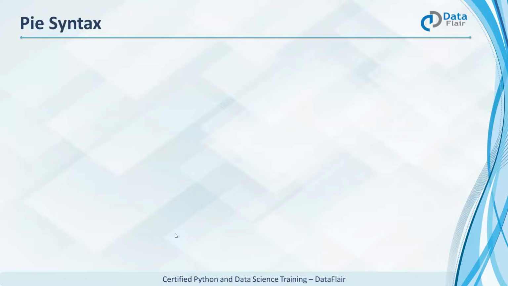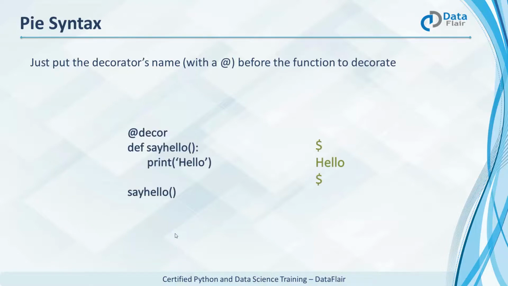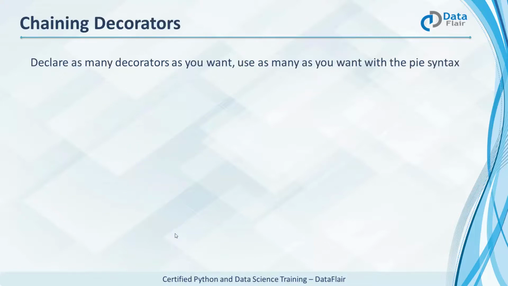Isn't this something? But we can make it even simpler. If we add an @ symbol and the decorator name right before the function to decorate, it still works just the same. This is the pie syntax. We can also apply more than one decorator to a function using the pie syntax.